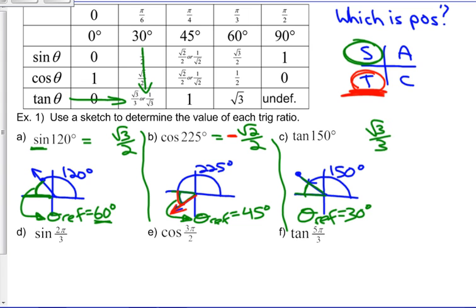Now let's see, what quadrant am I in? I'm in this one here, the second quadrant. Sine is positive, but tangent would be negative. In that quadrant, it's only sine that's positive.